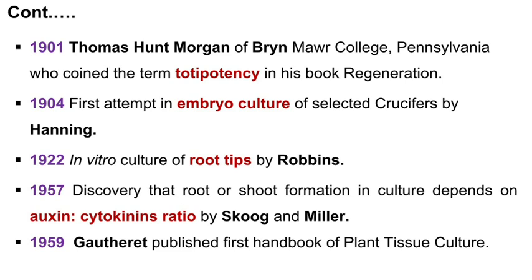In 1957, Skoog and Miller discovered that root and shoot formation in culture depends on the auxin and cytokinin ratio. Actually, the growth regulators, auxin and cytokinin, play a very important role in the tissue culture process. It was first discovered by Skoog and Miller. In 1959, Gautheret, who is also regarded as a father of plant tissue culture, published the first handbook of plant tissue culture.